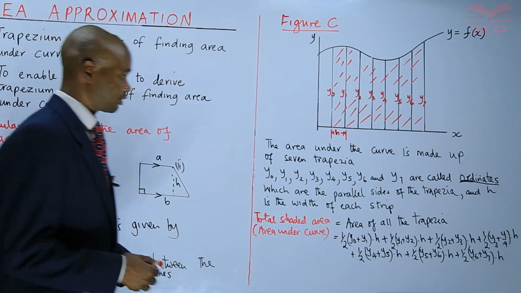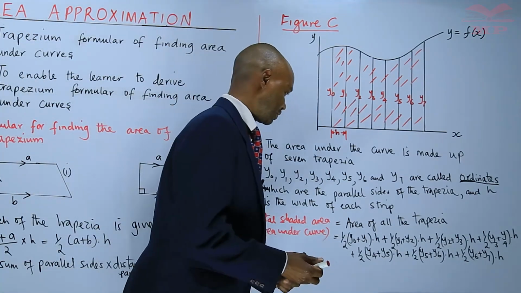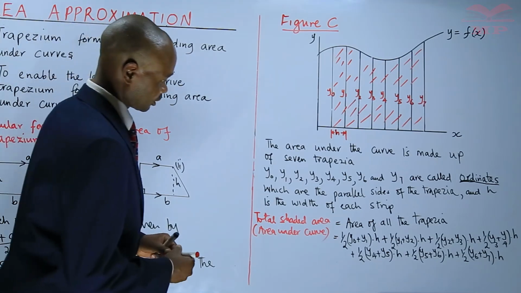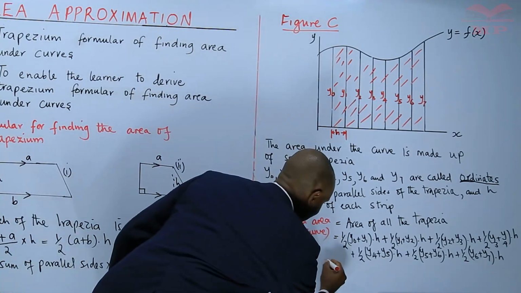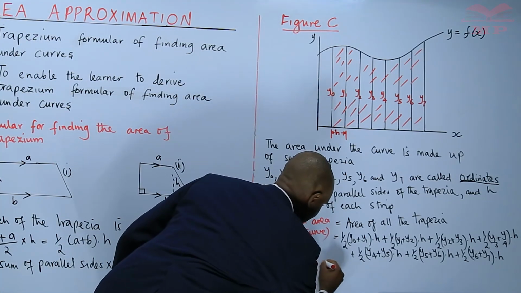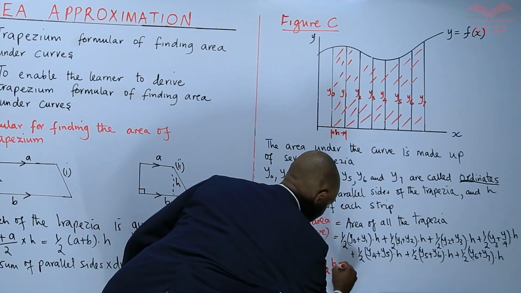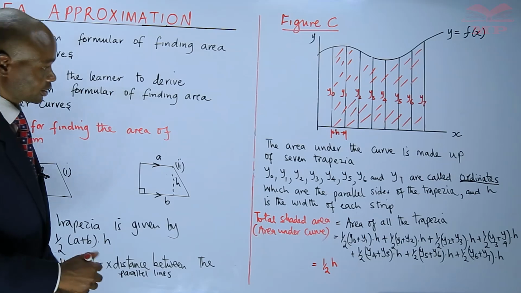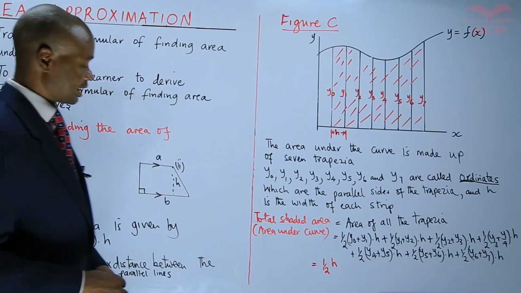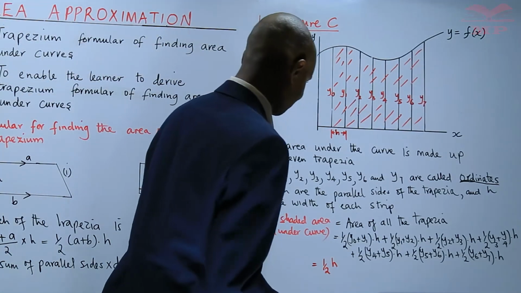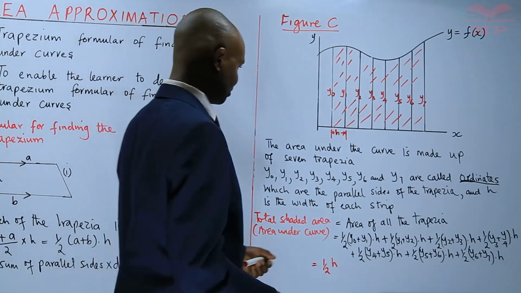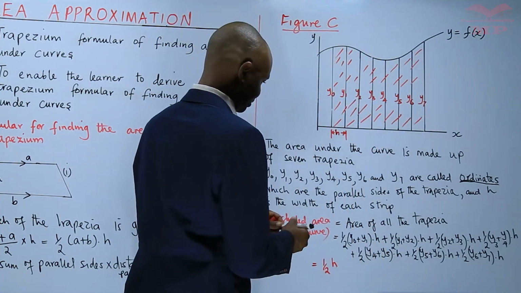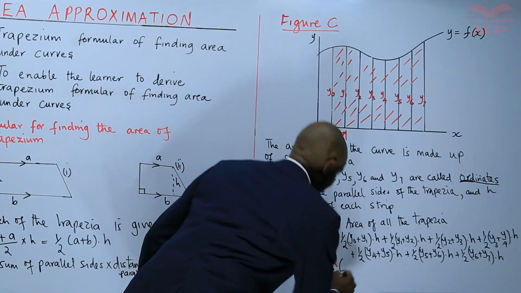What is common in both of the two? A half and h. So this is the same as saying a half h. I've got it out. A half h. Then we have y0. We go step by step.